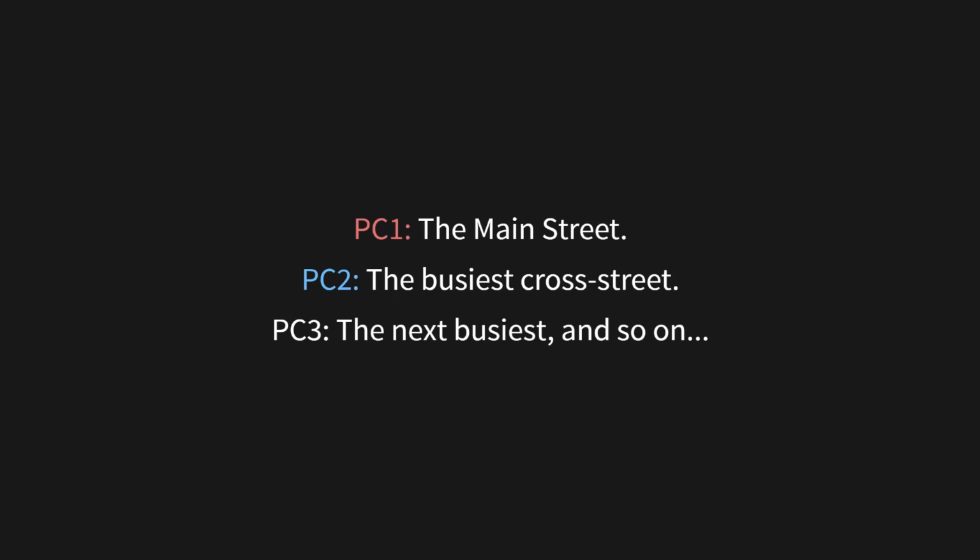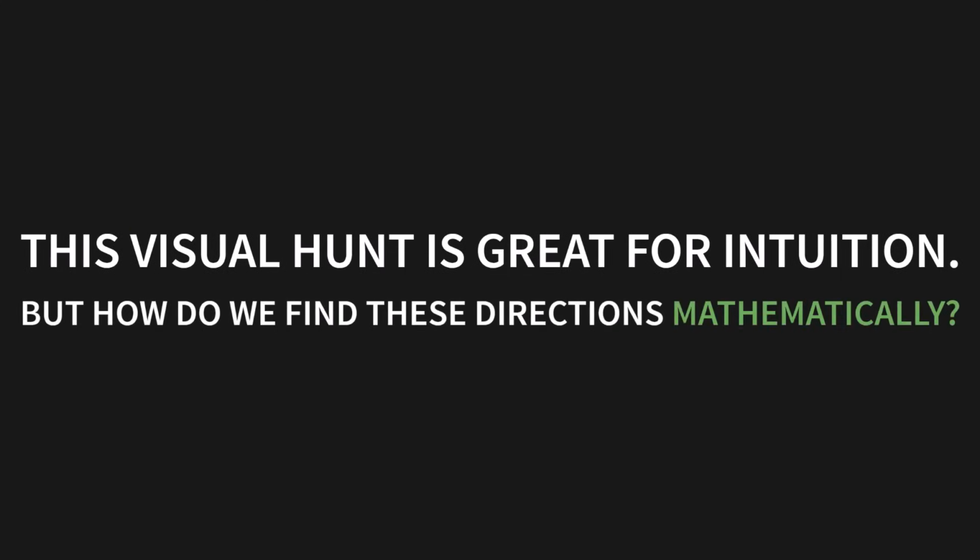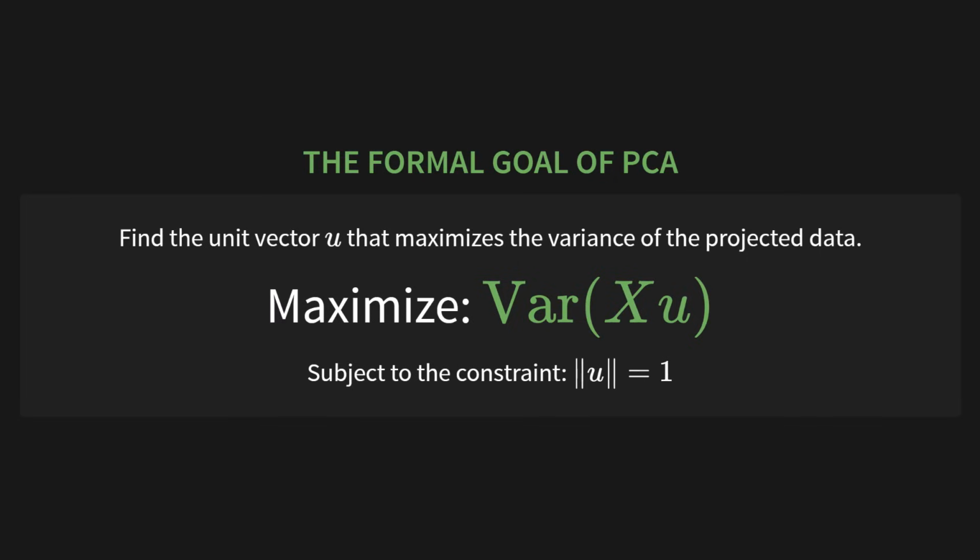This visual hunt is great for intuition. It really is. But how do we find these directions mathematically? We can't just eyeball a 100-dimensional dataset. We need to formalize the goal of PCA. We need to find the unit vector, which we'll call U, that maximizes the variance of the projected data. So here it is in this formula. We want to maximize the variance of X times U, subject to the constraint that the norm of U equals 1. In other words, U has to be a unit vector.